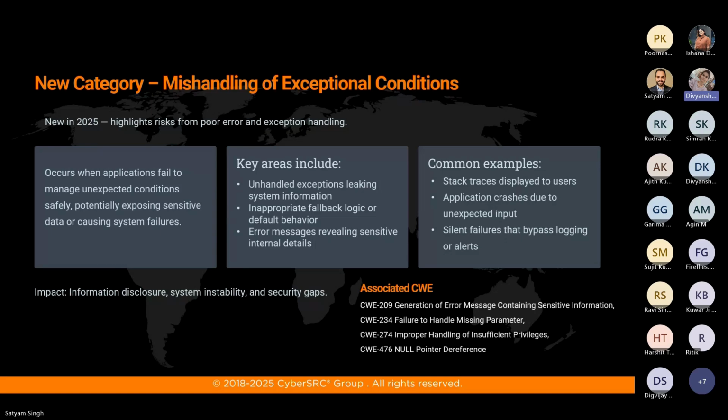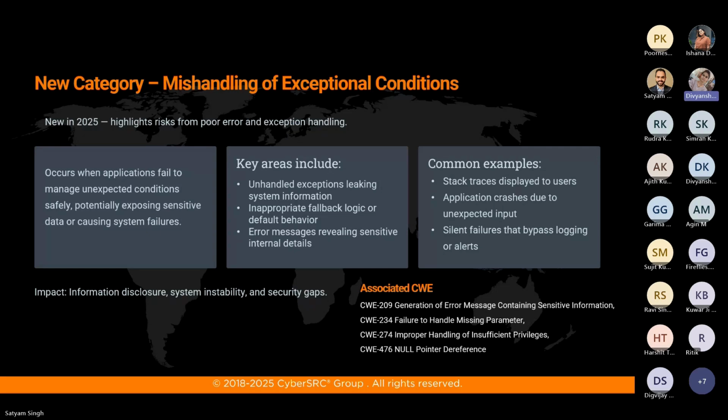So these are the major points. Maybe this vulnerability makes place number 10, but it's not that number 10 is not impactful. It is based on the occurrence. These things are very bad and impactful too. Talking about the associated CWEs, we see the impact in the sense of information disclosure, system instability, and security gaps. So, associated CWE, common weakness enumerations.